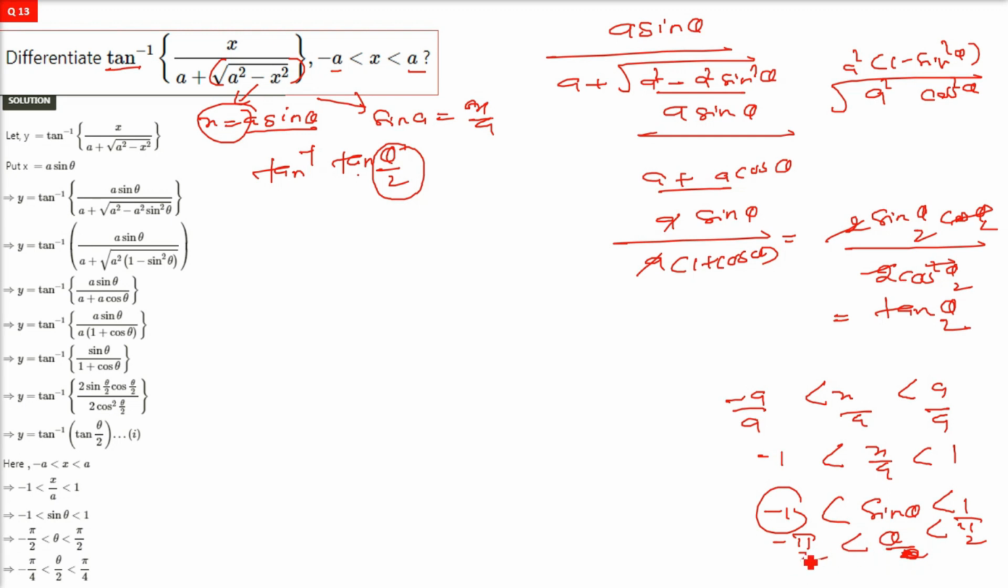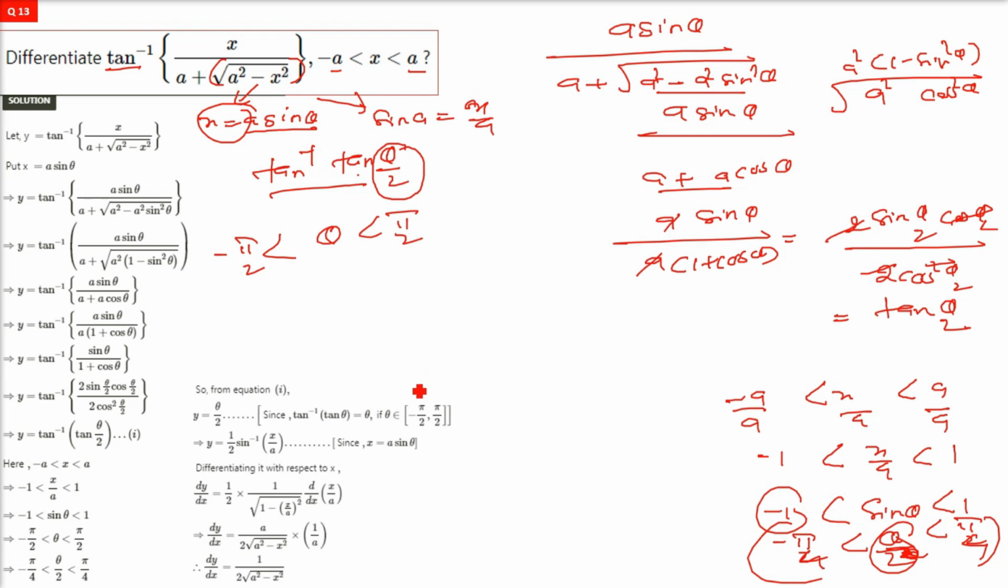With the same discussion, this minus pi by 4 and pi by 4 is lying between the range in which we need to cancel this tan and tan inverse, that is minus pi by 2 and pi by 2. So this is in between that, inside this. So this range is valid. So you don't worry about any addition or subtraction to theta by 2. Just bring theta by 2 outside, cancel tan in tan inverse, and theta by 2 is what we have to differentiate. So y equals theta by 2.